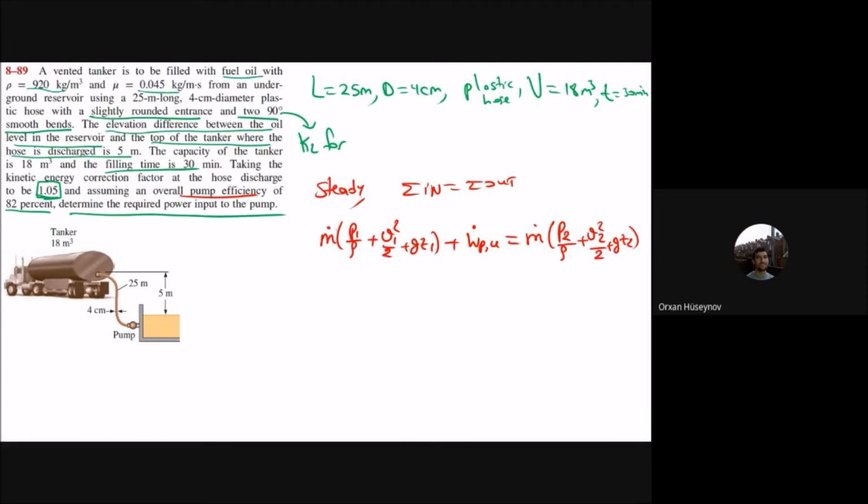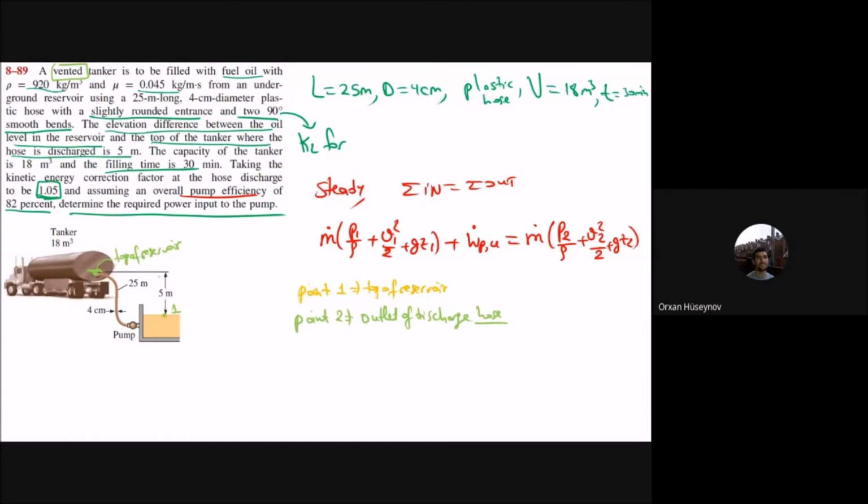Now let's take the points. Point 1 is the top of the reservoir. This one is point 1. And then you have to take point 2 as the outlet of that discharge hose. You have taken the outlet here, the discharge of the hose. The outlet of this one is point 2.